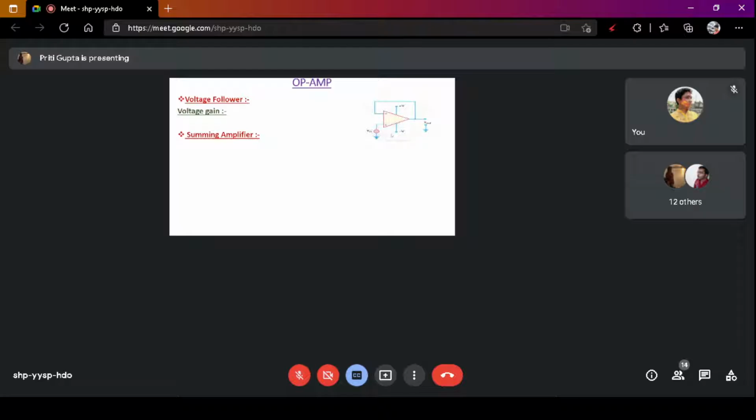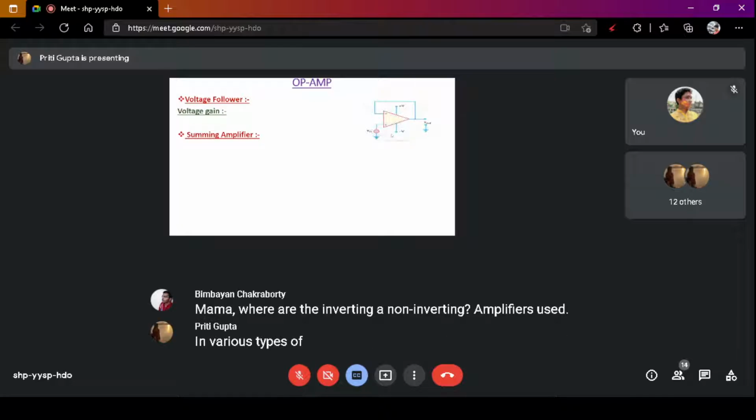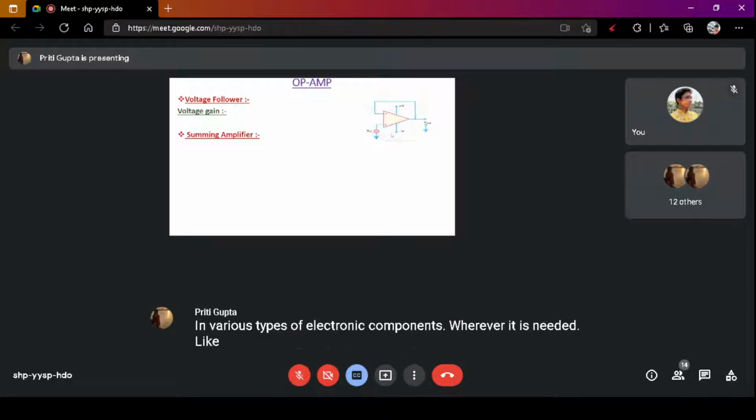Ma'am, where are the inverting and non-inverting amplifiers used? In various types of electronic components, wherever it is needed, like IC chips, op-amp, in the motherboard of a computer, in any electronics part it is used.